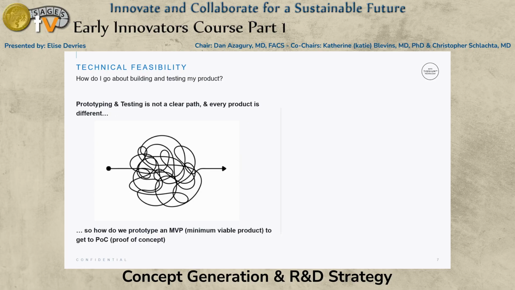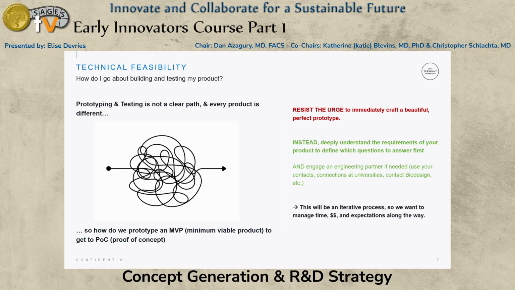And one thing I want to impress upon you is I made that into a bullet point numbered list, but really this whole process is incredibly messy, and iterative is really the better word for it. So it's not a clear path. Every product is different. You might need to do things a few times, but ultimately you'll get to where you're going. And what I want to go through now is how do we prototype a minimum viable product, right, MVP, to get to proof of concept, POC, just some fun buzzwords you'll hear when you talk about R&D.